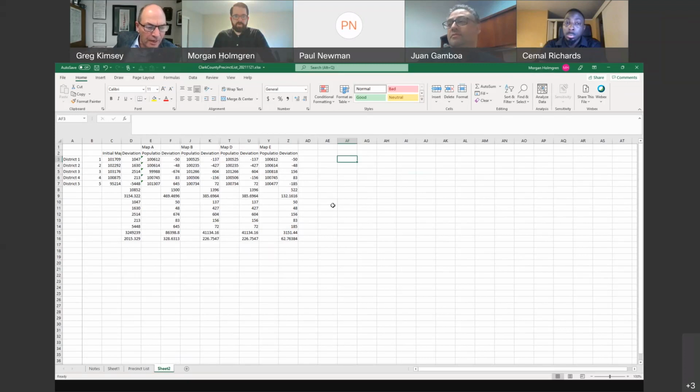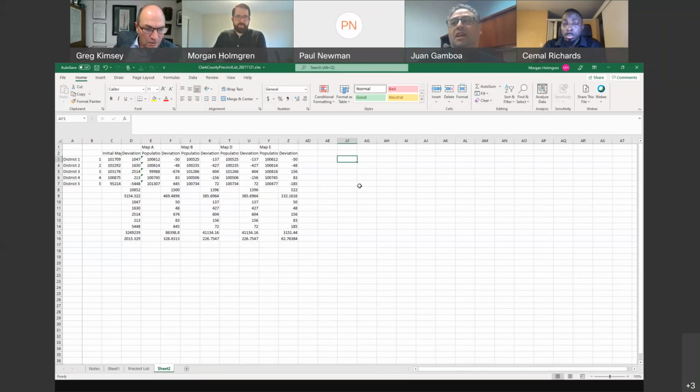Well, I'm looking at the total map. I'm not looking at individual precincts. If I look at the total map A, total map B, the total variance is less on map B than map A. Am I correct in that? Without the change to 612. Without the change, correct. So the starting point.